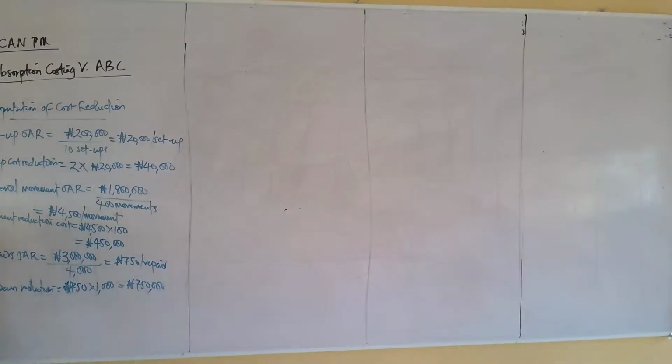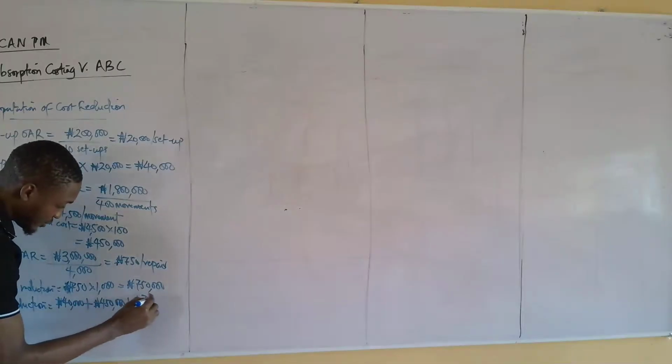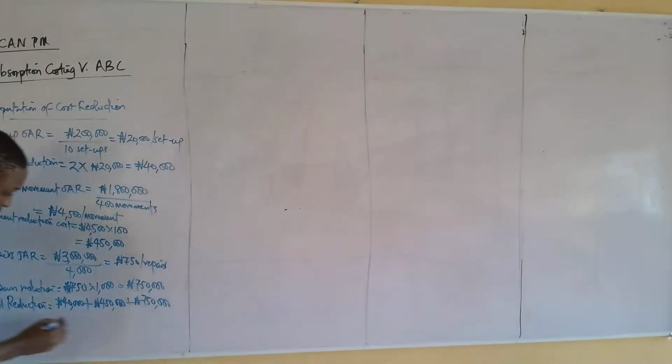So we've now seen that because of this redesigning of product C, setup cost will be reduced by 40,000. Material movement will reduce by 450, and repairs will reduce by 750. Total reduction: plus 450, plus 750, which gives us 1,240,000.